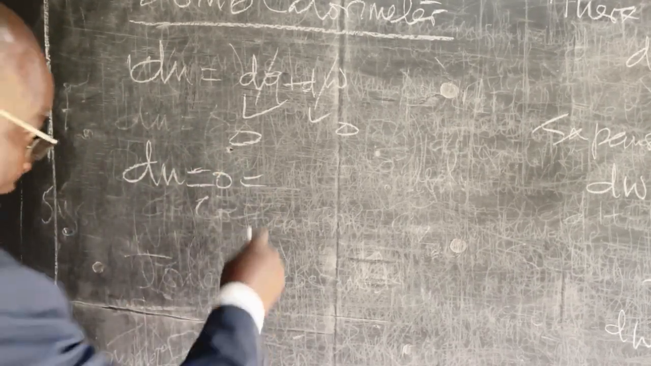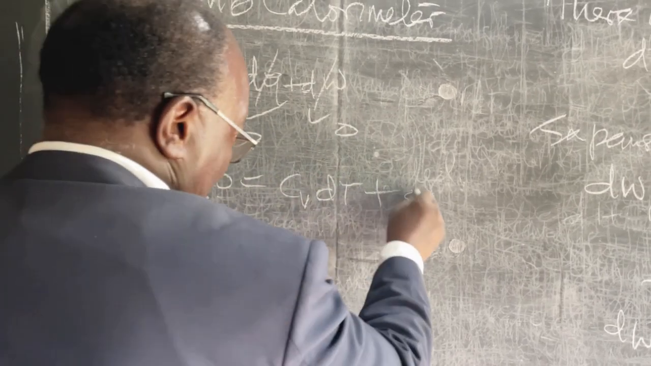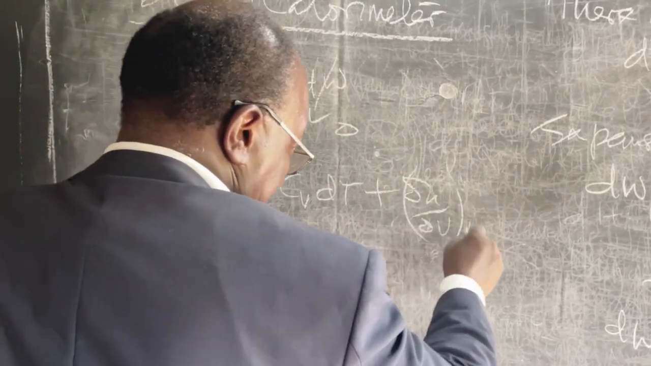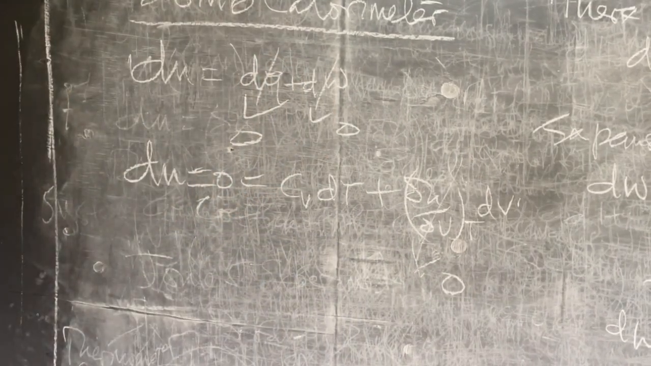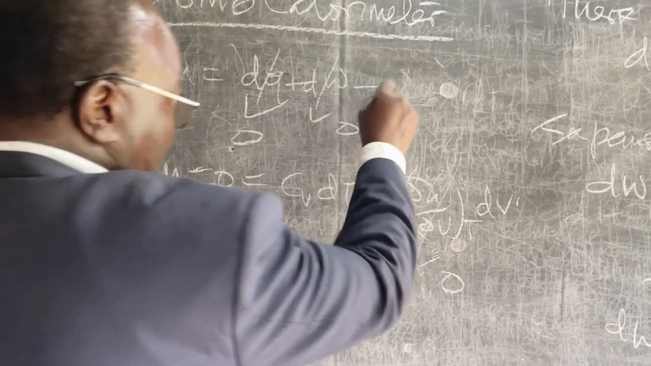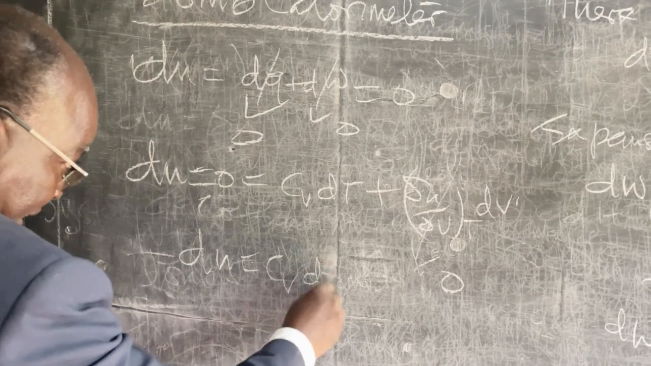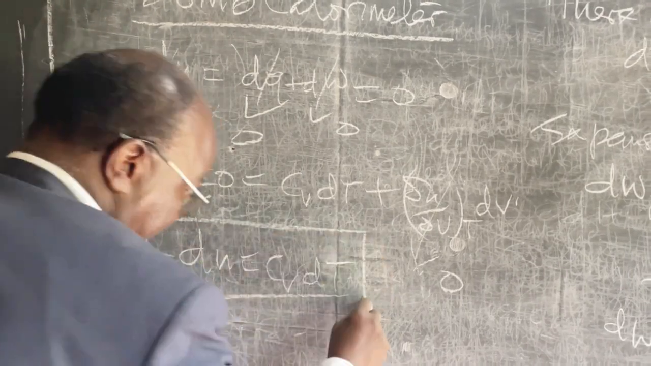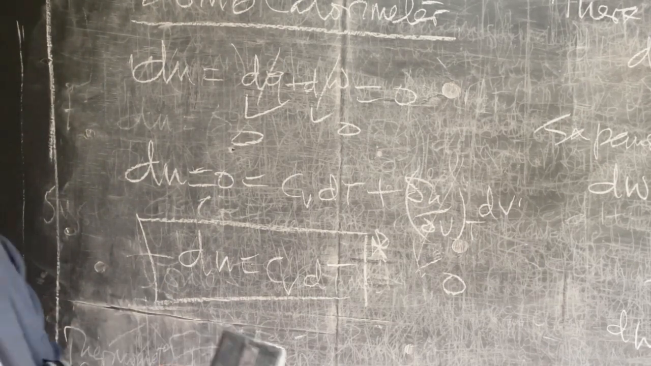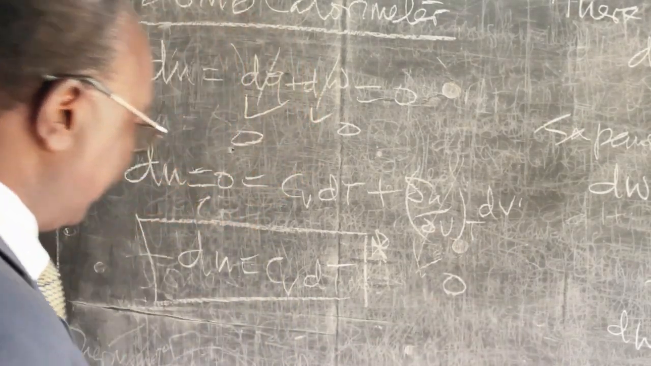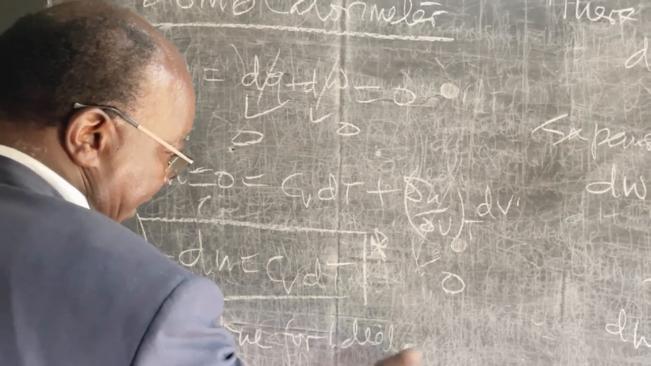And we had seen that dU was Cv dT plus (del U del V) at constant T dV. And this second term now is 0 because dU is 0. So dU is simply Cv dT. Very important. Note that. Now, this expression is only true when you are dealing with an ideal gas. This is only true for ideal gases.